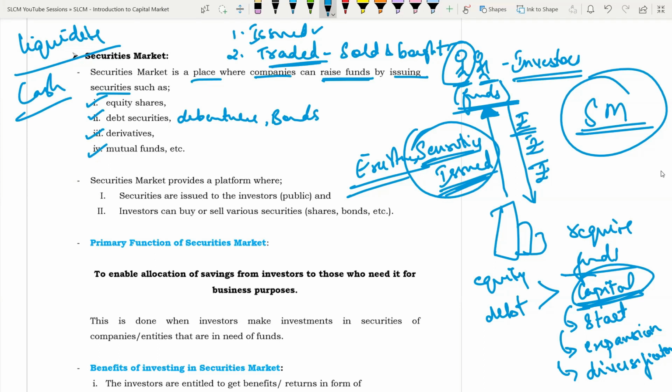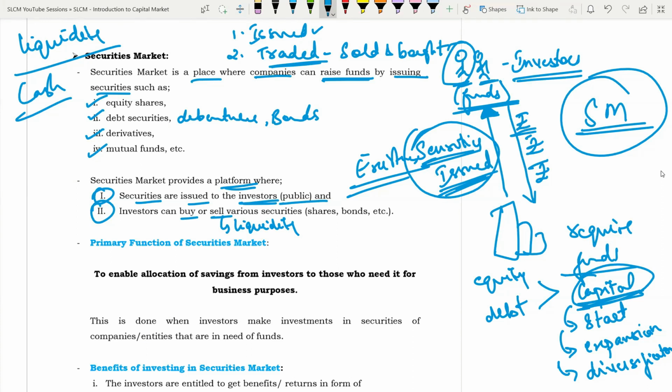So mainly the securities market provides a platform for two activities. The first activity is where the company wants to issue securities for the first time. That is, the securities are issued to the investors, that is the public at large, when the securities are first time introduced into the market. And the second one is the people who have already bought the securities from the companies, they will require a platform to buy or sell them at any given point to ensure liquidity. Okay, so a platform is provided for two reasons. One is for issuing securities, and the second one is for trading the securities.